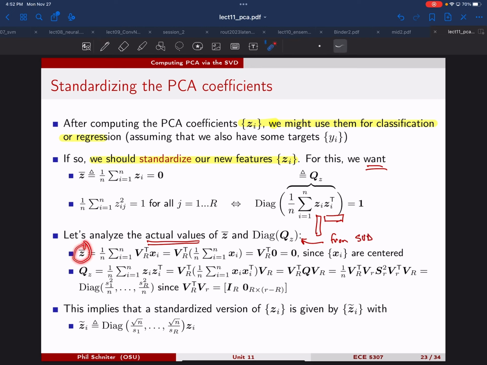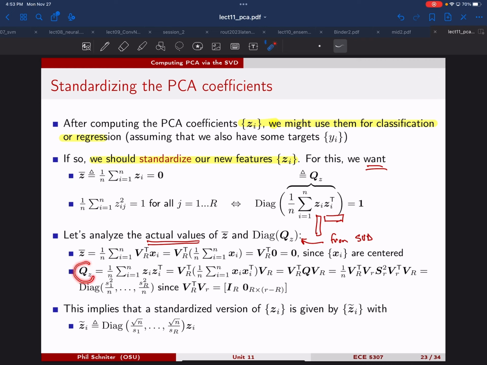Let's start by computing the sample mean. The sample mean would be this. This is just plugging in our expression for Z_i. Now I can move the sum through this V_R transpose because that does not depend on i, after which we get the average of the X_i. But we said at the beginning that these are standardized, meaning that this is exactly equal to 0, which means that this whole Z bar is also 0. So the way we've been doing things, we automatically satisfy this centering requirement. That's great. We don't have to worry about any mean subtraction. That's already taken care of. What about the rest of this?